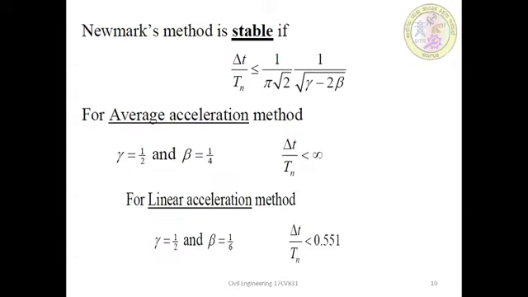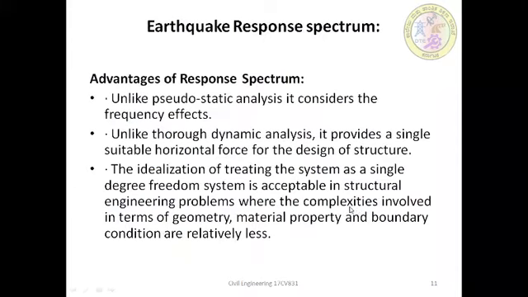Now here we can draw the conclusion that the Newmark method is stable if delta t is less than or equal to 1 by pi times omega, times 1 by the square root of 2, times 1 by the square root of gamma minus 2 beta. So for the average acceleration you will have the gamma, and for linear acceleration gamma and beta are like that. So delta t by T for the average acceleration is infinite, whereas it is 0.551. So like that it is there.